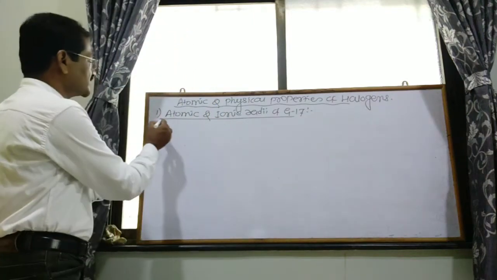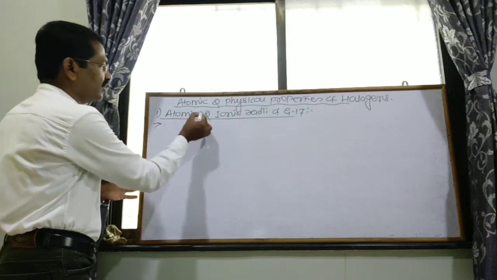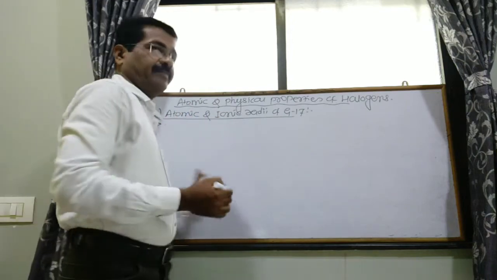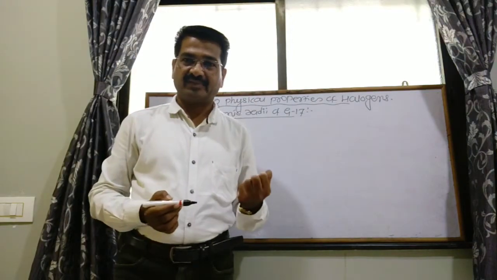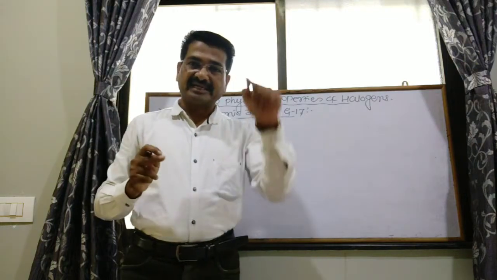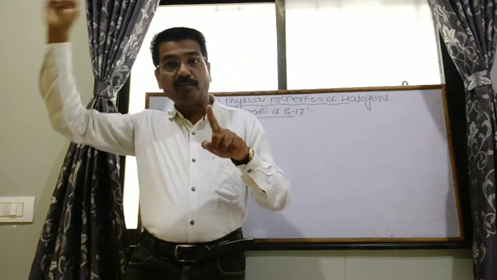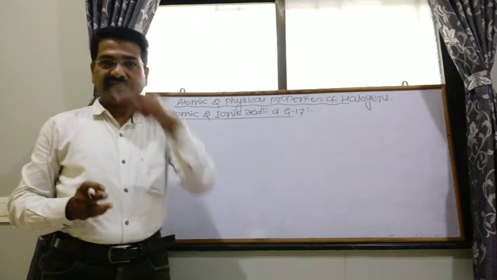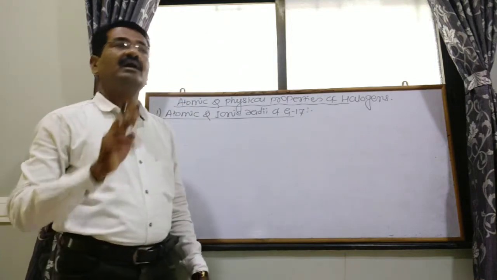At that time, first of all, we give the definition of atomic radii. You know the atom: the distance from the center point of the atom to any point on the last shell of that atom is called atomic radii.